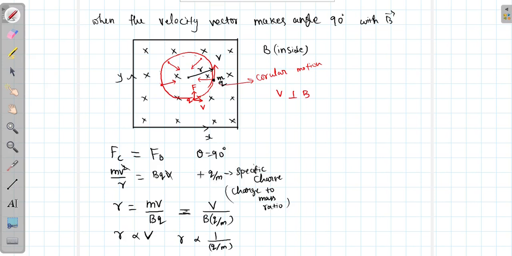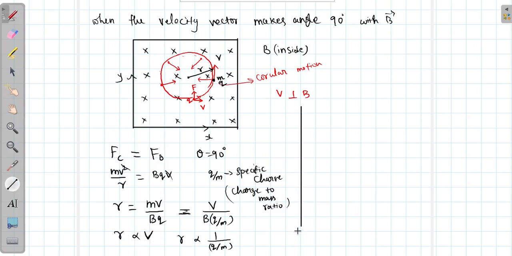This quantity is essential in identifying charges. Whether the charge is a proton or an electron can be identified with the help of the charge to mass ratio. Sometimes we will get problems based on this particular topic. The radius depends on the charge to mass ratio, as well as the velocity of the particle.